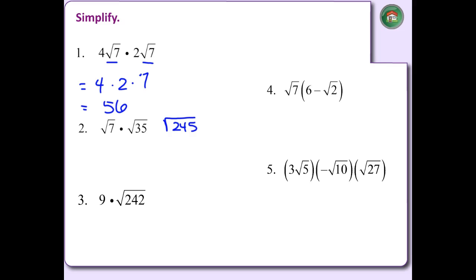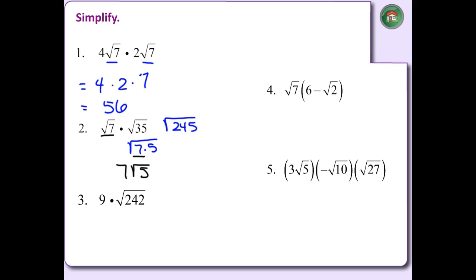But look what happens. If I break this 35 up into 7 times 5, then I can say the square root of 7 times this square root of 7 takes it out of the house, and the 5 stays in, so we get 7 root 5. There you go. Okay, now let's look at number 3.